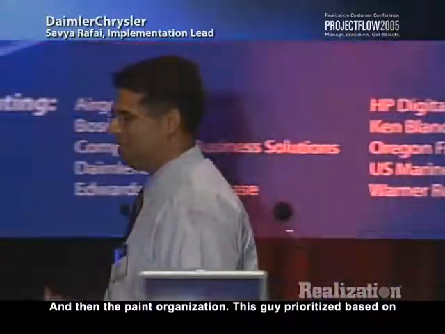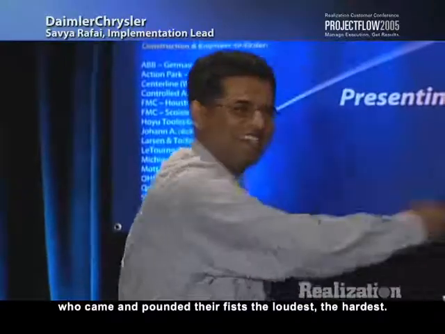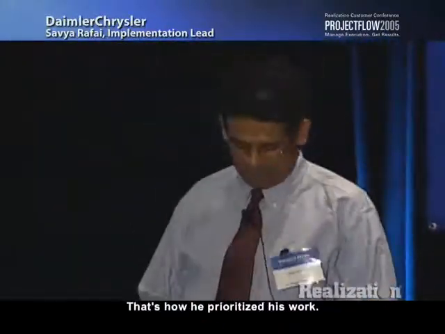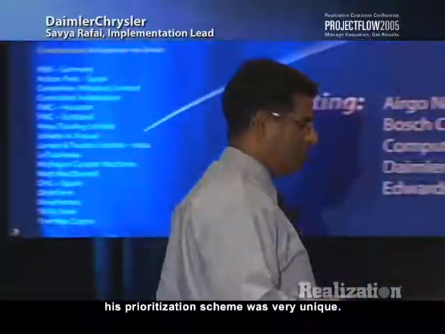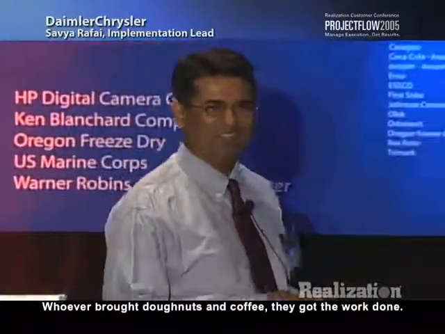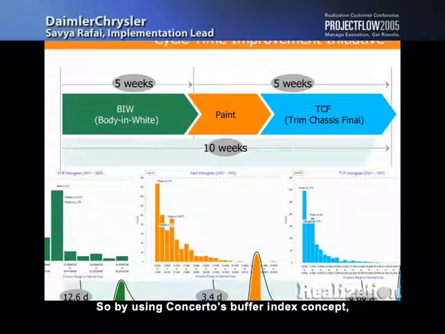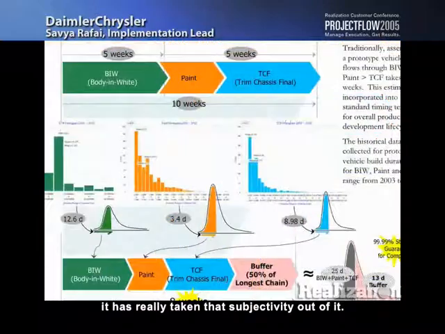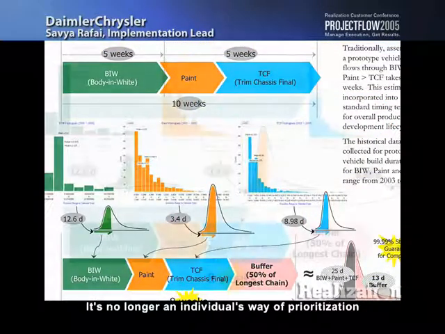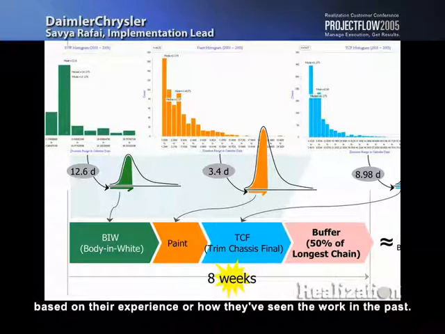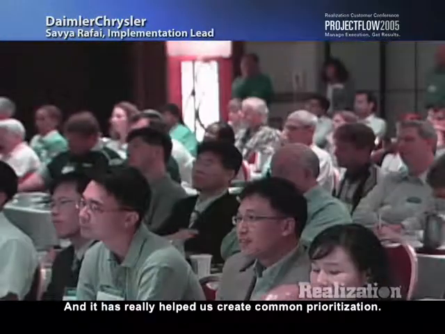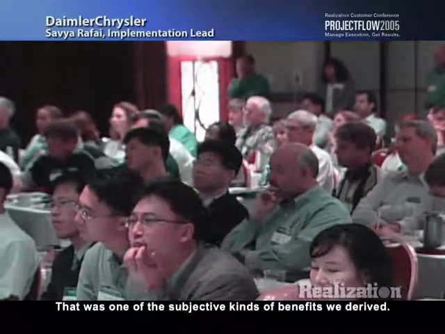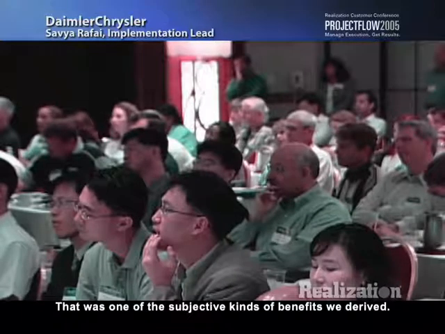this guy, he prioritized based on who came and pounded their fist the loudest, hardest. That's how he prioritized his work. And the person in trim chassis organization, his prioritization scheme was very unique. Whoever brought donuts and coffee, they got the work done. So by using Concerto's buffer index concept, it has really taken that subjectivity out of it. It's no longer an individual's way of prioritization based on their experience or how they've seen the work in the past, and it has really helped us create common prioritization. That was one of the subjective kind of benefits we derived.